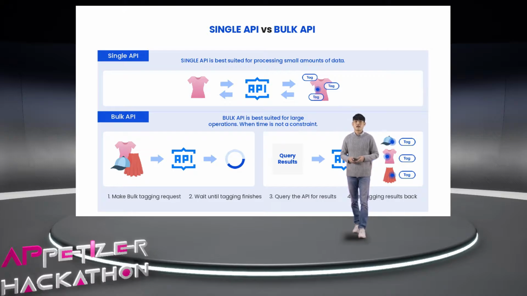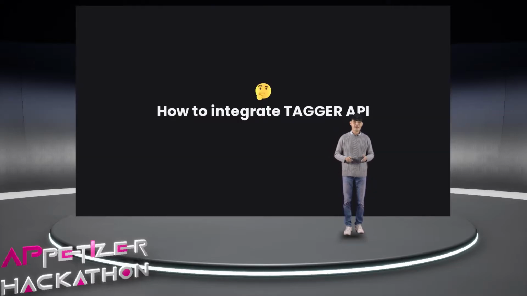And bulk API is a little bit heavier than single API, but it's suited for large operations with large data. First, you prepare a list of images, then you put it through to the bulk API. Then you wait until the tagging request finishes. Then after it finishes, you call the API through a separate request, and you get the tagging results data back. This is an asynchronous method, and the timing to make the request and get the response back is at a different point of time.